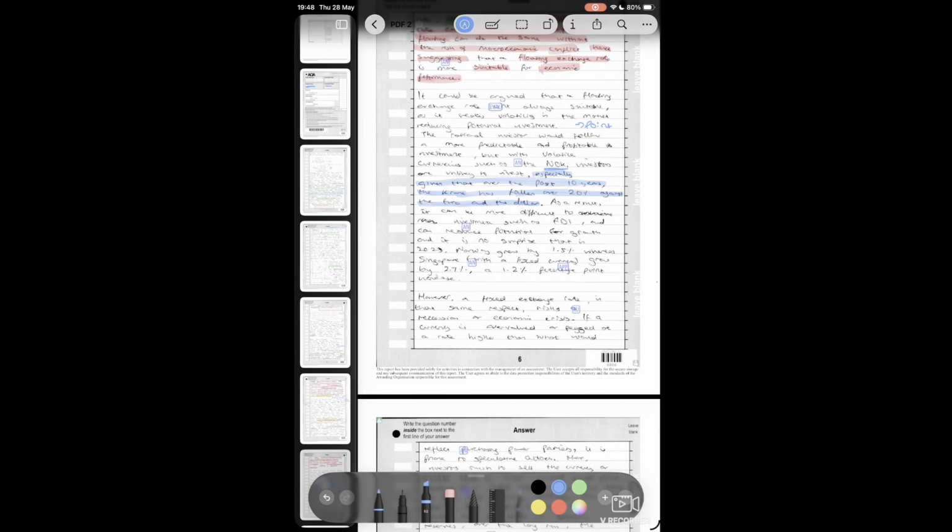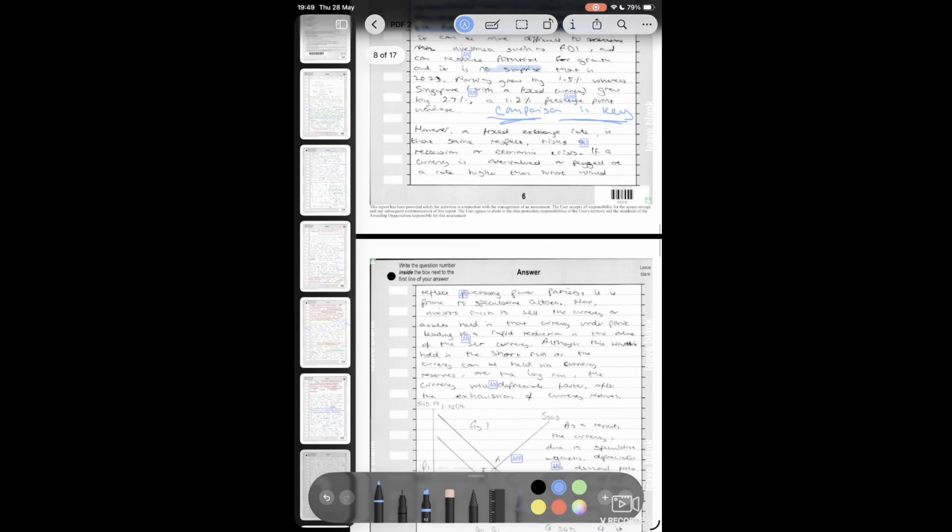if that makes sense. As a result, it can be more difficult in investments such as FDI, and can reduce potential for growth, as it is no surprise, once again, no surprise, that in 2023, Norway grew by 1.5%, whereas Singapore, with a fixed currency, grew by 2.7%, a 1.2% increase. Comparison. Comparison is key. Level 5 paragraph there as well.